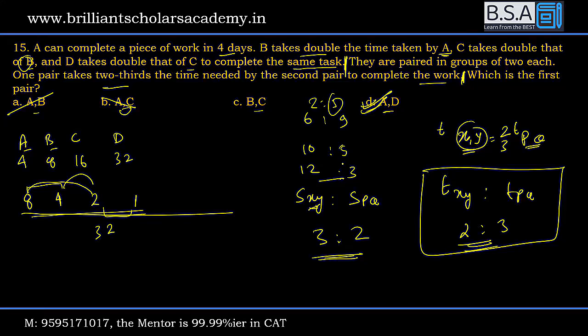My XY is AD. Look at this. A and D have a speed. A and D combined have a speed of 9. B and C have a speed of 6. The ratio is 3/2. That's your answer.